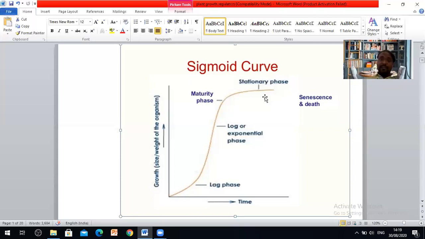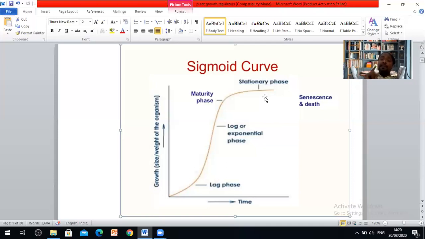And at the stationary phase, at that time the growth of the plant is steady. Okay, and the seeds are formed, the fruits are formed from that particular plant, and the increase in the size and the volume of the plant is a little bit stopped there at the stationary phase. Okay, and lastly the senescence and death will take place of that particular plant, getting it. So this is the growth curve.